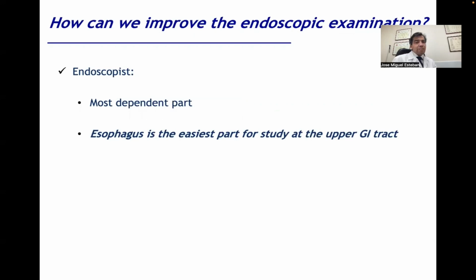The endoscopist is the most dependent part for this. As I always say to my fellows, the esophagus is the easiest part of the study of the upper GI tract, and also the colon, because after you pass through the upper esophageal sphincter, you go straight. And if you don't pay attention, either when you introduce the endoscope or in the pullback, you won't see many of these dysplasias in this kind of cancer. So you have to take care and pay attention in the esophagus.